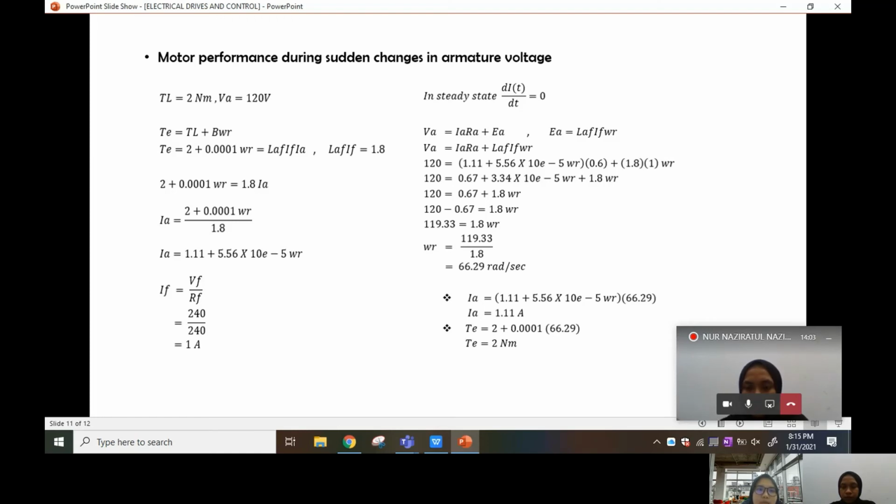Okay, lastly is the calculation for motor performance during sudden change in armature voltage when the load torque is 2 Nm and VA is reduced to 120. They use the same formula. First, find IA and IF. We got 1 ampere, and then substitute IF and IA, and then we got the rotor speed 9.29 radian per second. Then lastly, we got armature current equal to 1.11 ampere, and the developed torque equals 2 Nm.